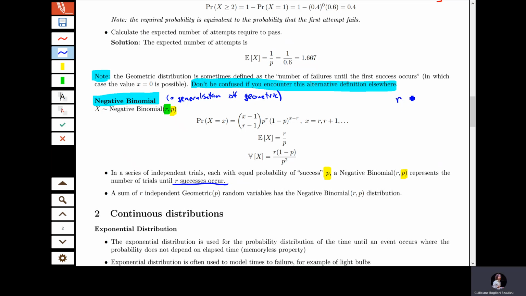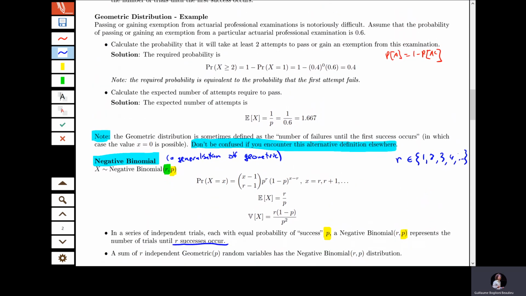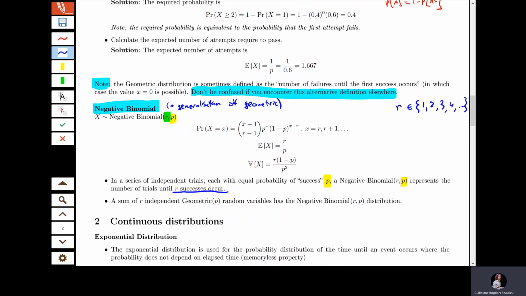And here r is an integer, so r takes values in the set of positive integers. And p is the same as before, it's a probability. So you see that it's a generalization of the geometric, because the geometric is the negative binomial, but with specifically the parameter r equal to 1. You count how many trials are needed to get the first success. That's for the geometric. But for the negative binomial, you count how many trials are needed to get r successes, where r can be 1, 2, 3, 4, 5, etc.